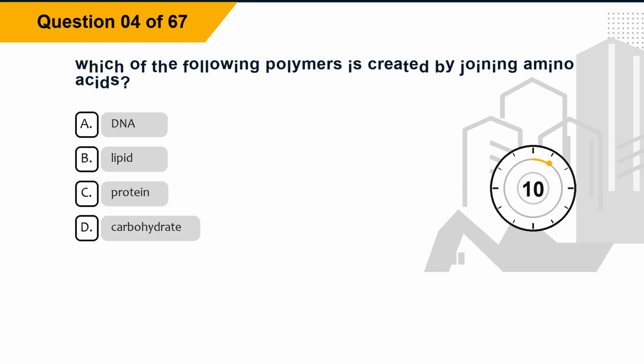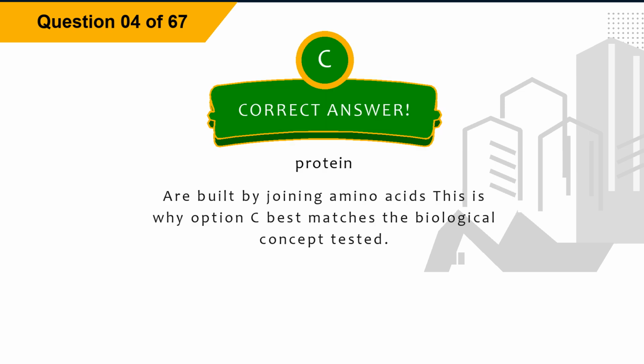Question 4. Which of the following polymers is created by joining amino acids? Option A, DNA. Option B, lipid. Option C, protein. Option D, carbohydrate. The correct answer is option C, protein. Explanation. Proteins are built by joining amino acids. This is why option C best matches the biological concept tested.